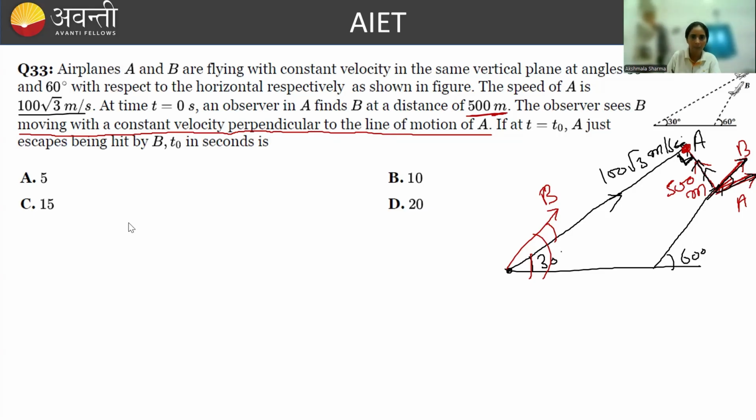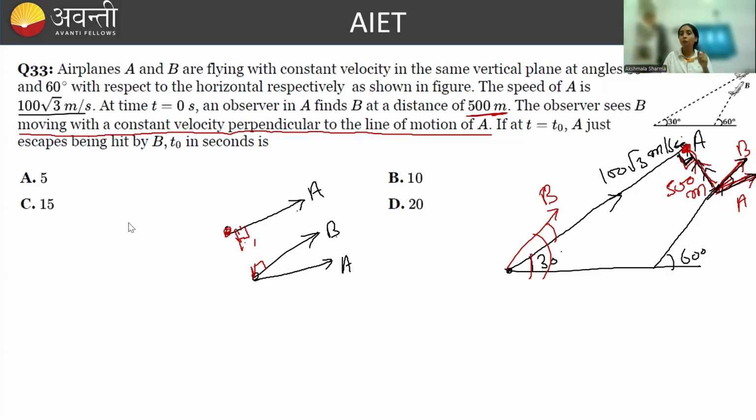See here. This is B's motion, okay? And this is A's motion. B is moving in this sense. This is A's motion, okay? So if I write here A, okay? And according to the observer in A, B seems to be moving along this direction, along A. Perpendicular is given, right? The observer sees B moving with a constant velocity perpendicular to the line of motion of A. Perpendicular to this line, not to this line. Okay? So this line is perpendicular to this line.